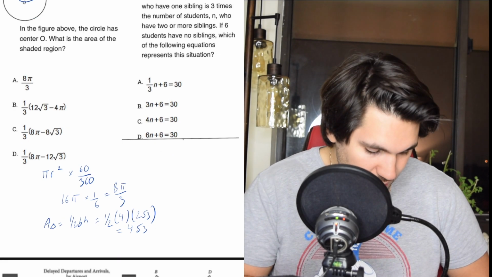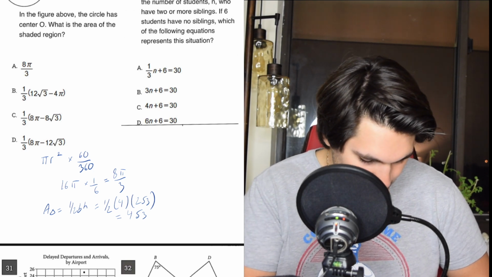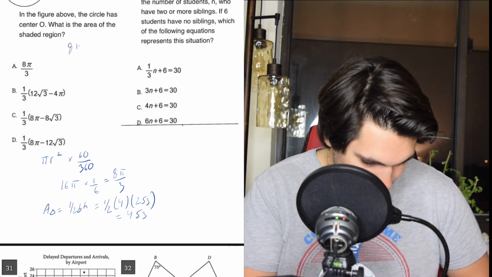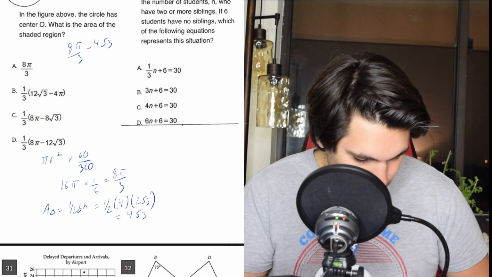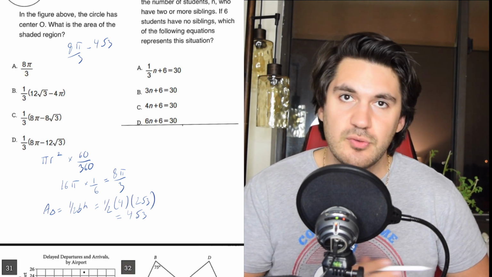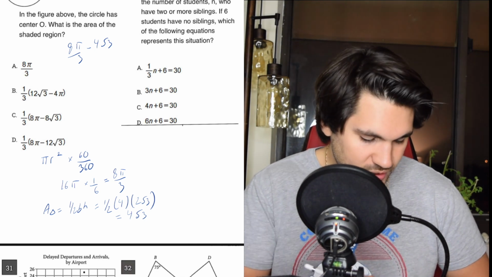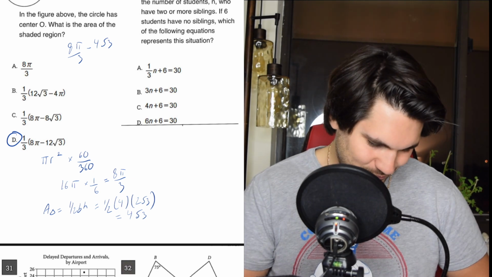So the area of the shaded region is going to be 8 pi over 3 minus 4 root 3. Now that's not quite one of our answer choices, but it basically is equivalent to D, right? Because if you do D out, you distribute that 1/3 out, we're going to get 8 pi over 3 minus 4 root 3. So D is the answer.